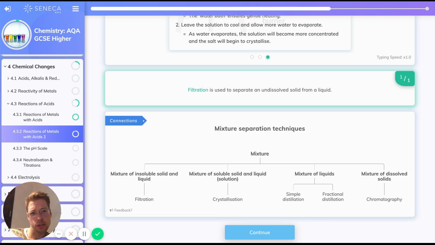Mixture of dissolved solid, we use chromatography. That's normally quite pretty. You can do it with like a black felt tip, and then you put water on it, and like all the colors will separate out and look cute like a little rainbow.